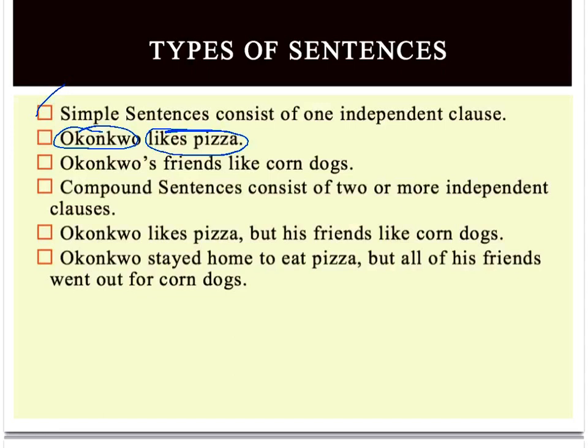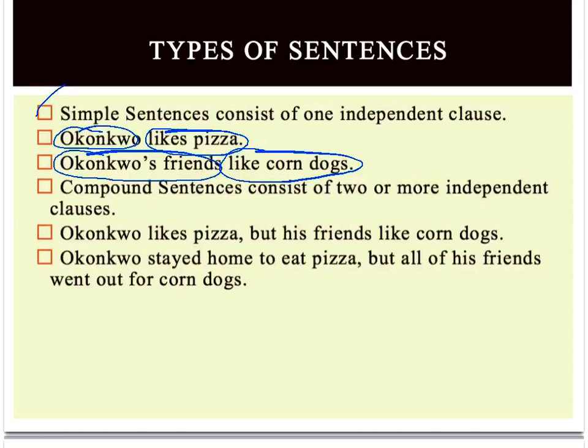Here's another one. Okonkwo's friends like corn dogs. Okay, once again, we've got a subject, Okonkwo's friends. The complete predicate is like corn dogs. There's no other subjects or predicates going on in that sentence. There's no other clauses. It's just one independent clause. So it's a simple sentence.